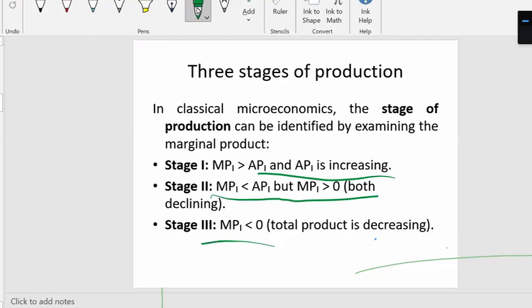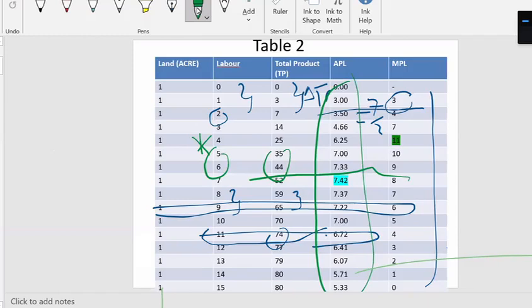Si ndo maana? Sasa tukirudi kwa mfano, let's go back to our table here. Sawa? At stage 1, we say marginal product is greater than average product. This is the average product.